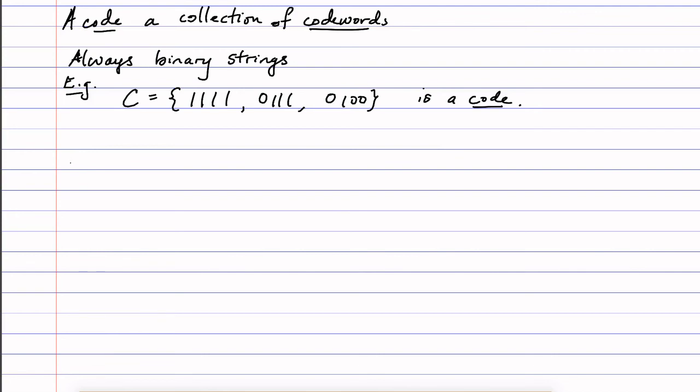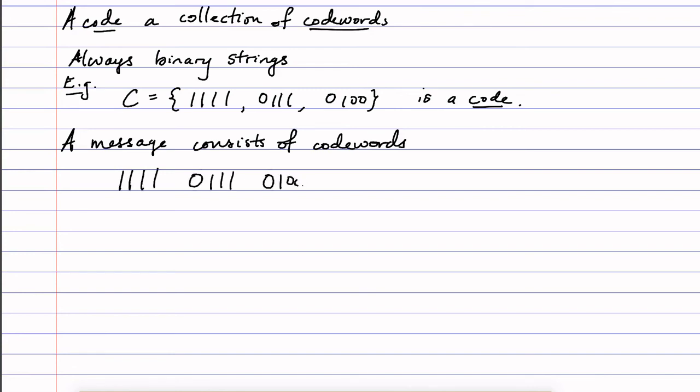You're going to use them for sending messages. The idea is that a message which is transmitted properly, i.e. has no errors in it, will consist only of code words from the chosen code that you've decided to use. So a message consists of code words. For this code above, if we wanted to send a message to someone, a valid message would be this, this, this, this. There, that's a valid message.